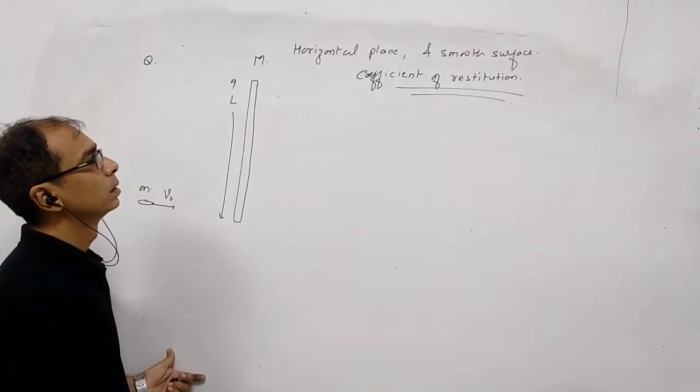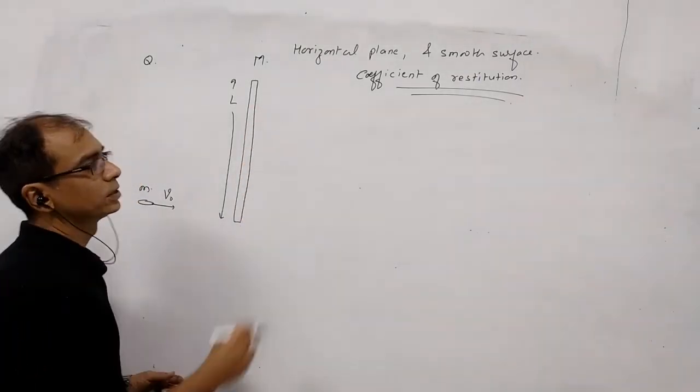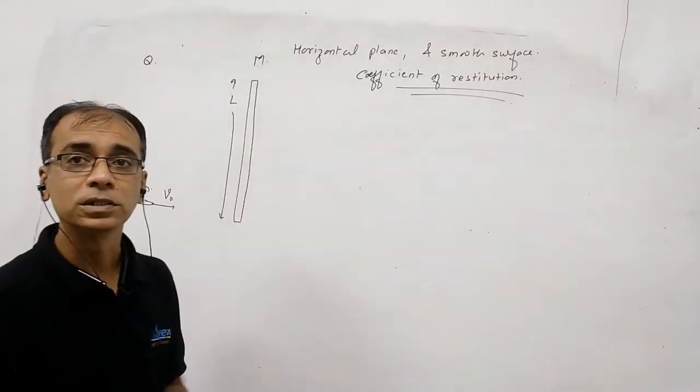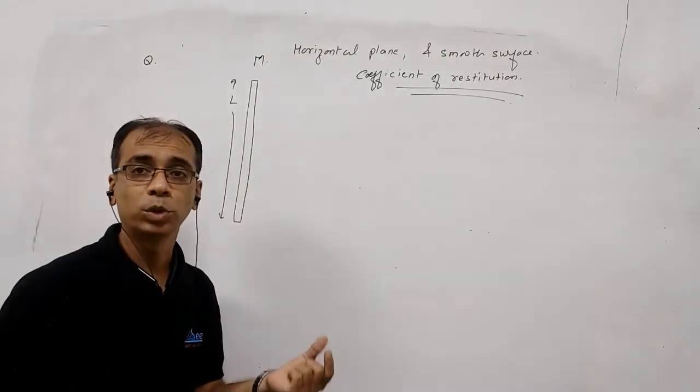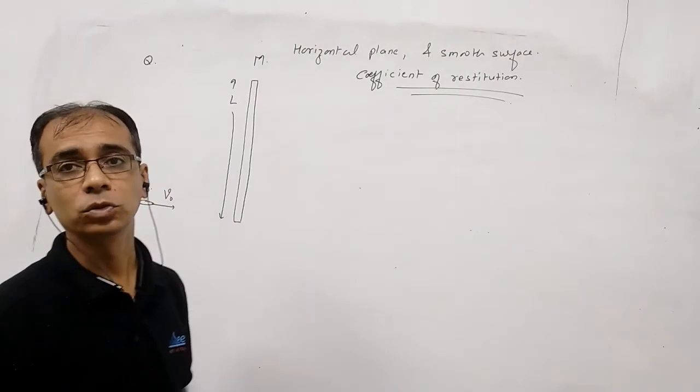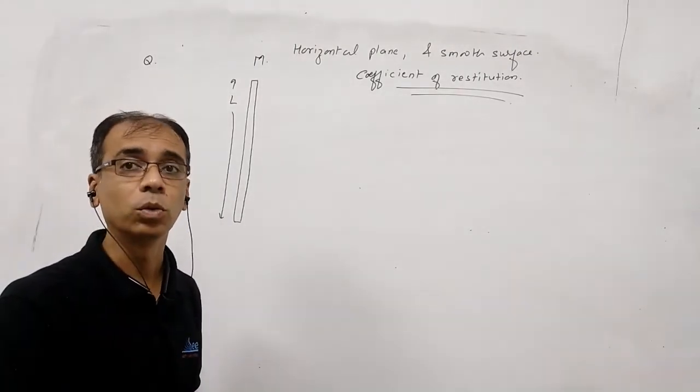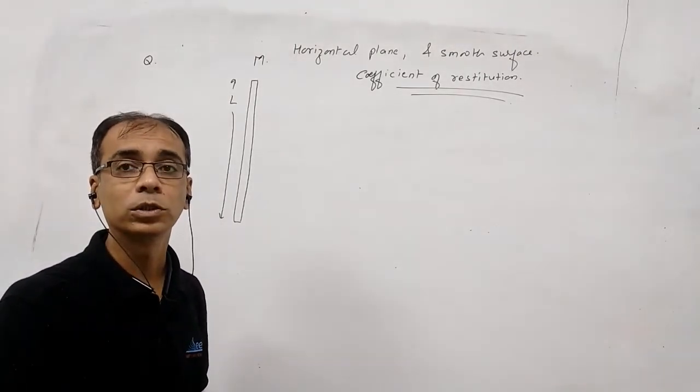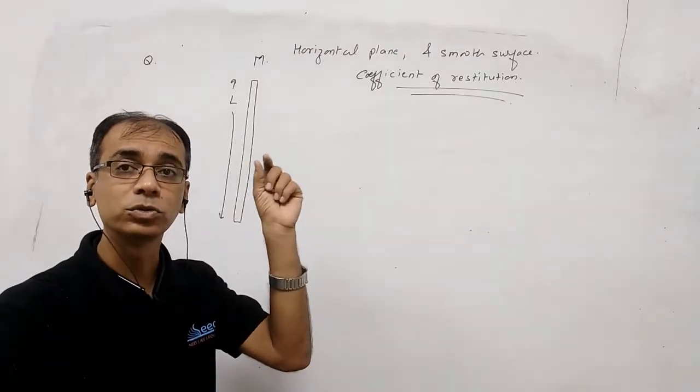Okay. Now, the thing is, first of all, is the momentum conserved? Because when the rod was hanging, at that time I asked you whether the momentum is conserved or not. You said no. Why was it not conserved? Because there were forces due to the hinge.